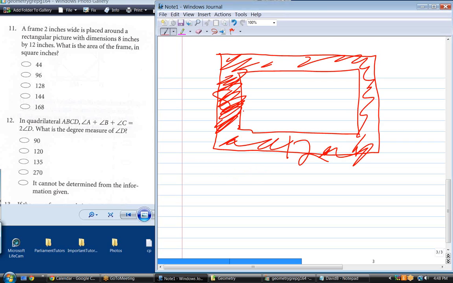So what's the area of the big rectangle? You said add 4 to each. Yeah. Sorry, I'm not thinking straight. Okay, 16 times 12 is the area of the big one. What's the area of the small one? It is 96.